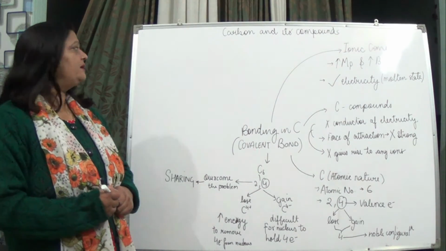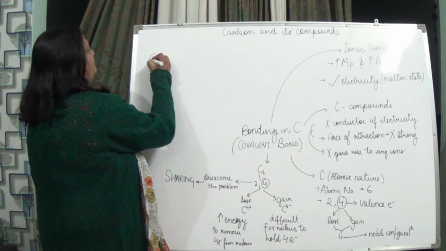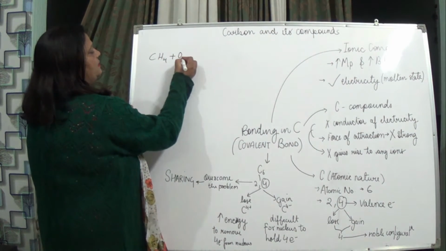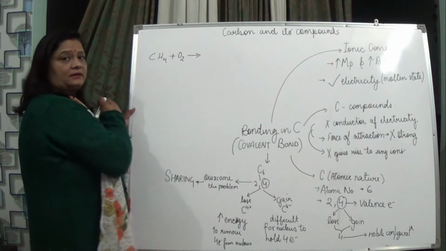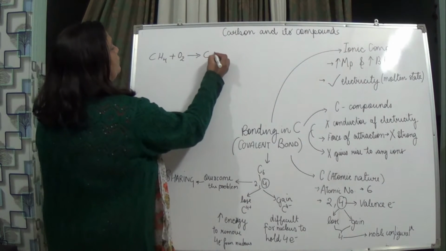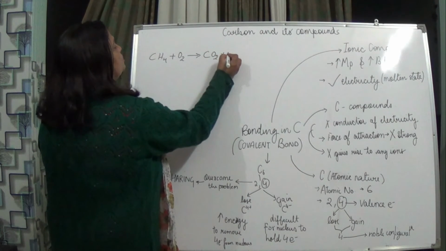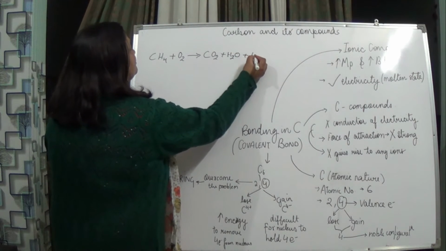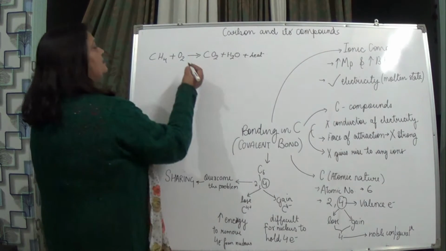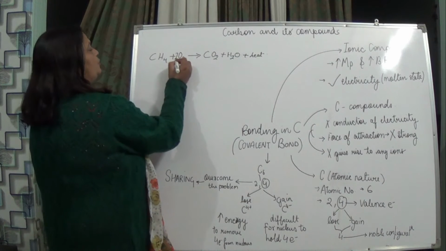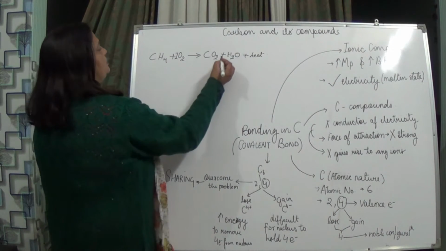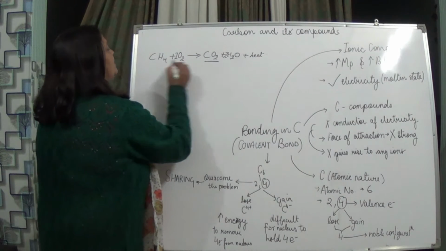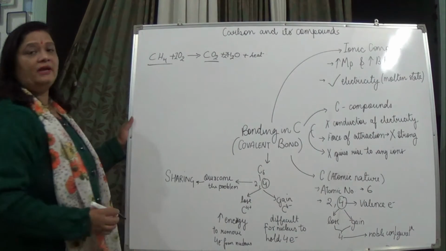We can see an example like CH4, a carbon compound, plus oxygen. When you heat it, what will be evolved? CO2 plus H2O plus heat. Here you can balance it: write 2 over here and 2 over here. So you are seeing that when a carbon compound is heated, we get carbon dioxide.